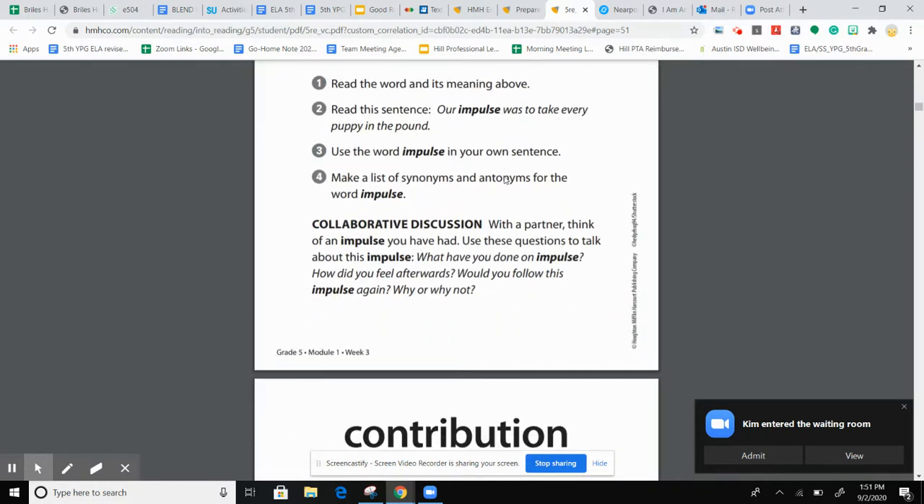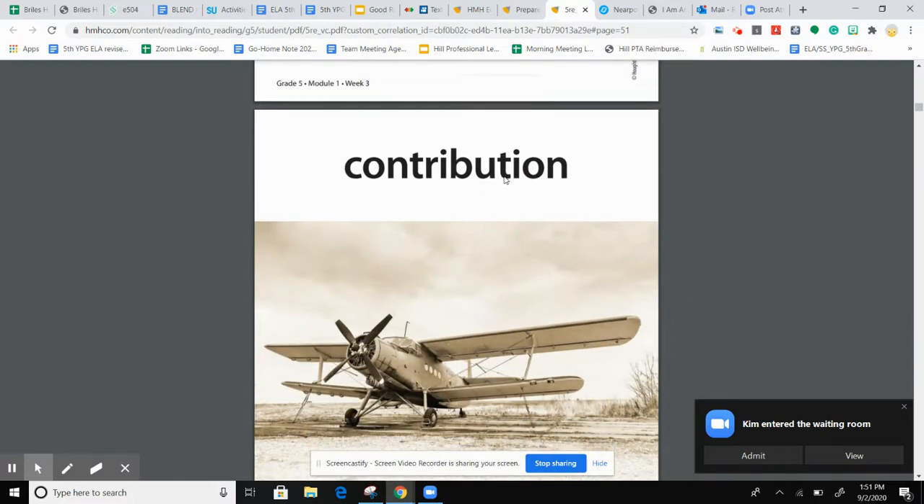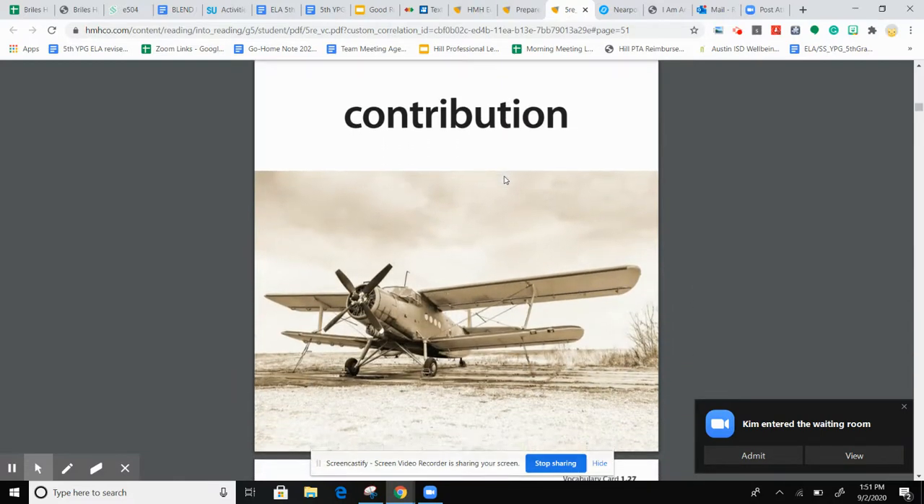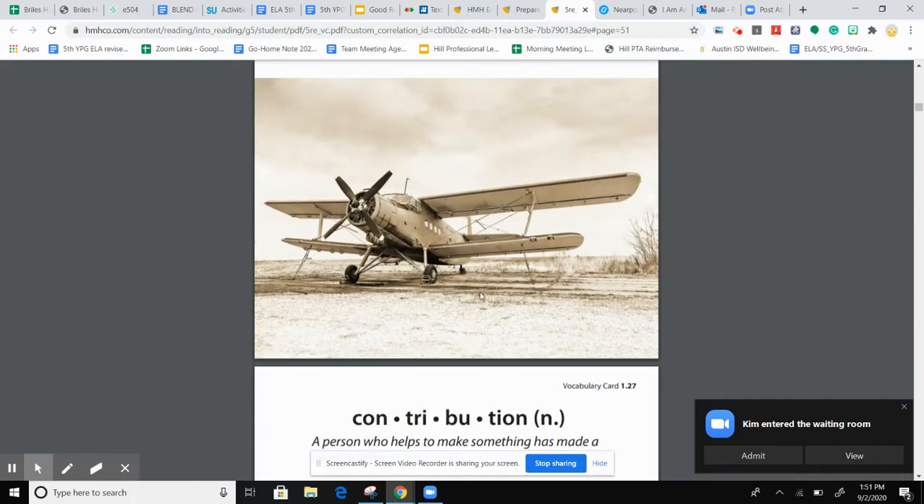That's all you know. Contribution. So I am contributing to your education, and Mr. Wilder is also contributing to your education by being your teacher. So we're giving you something. The Wright brothers' contribution to the history of flight is that they invented the first airplane.